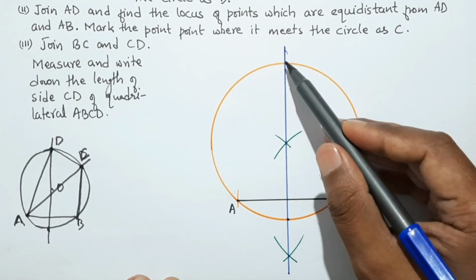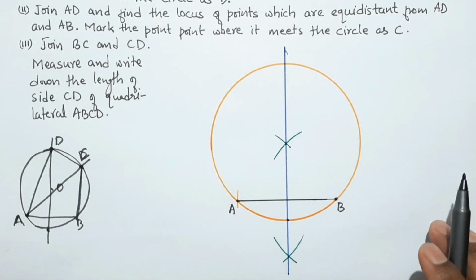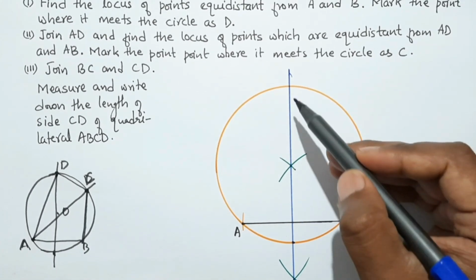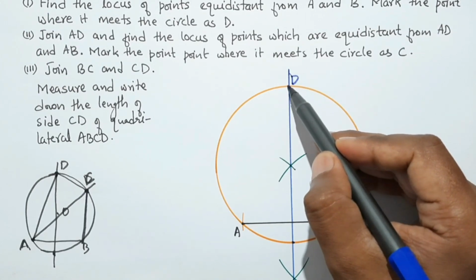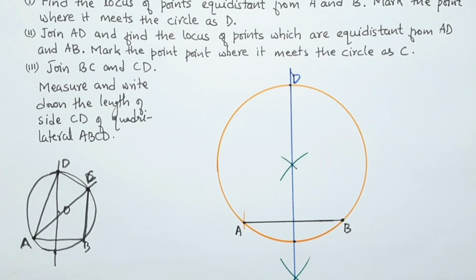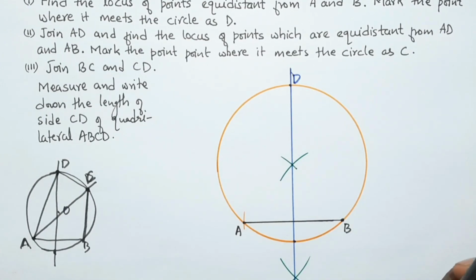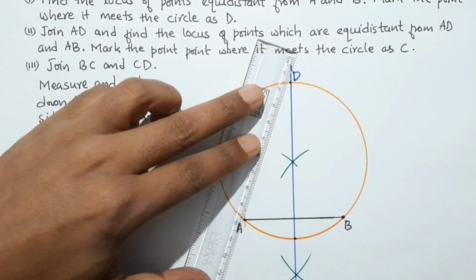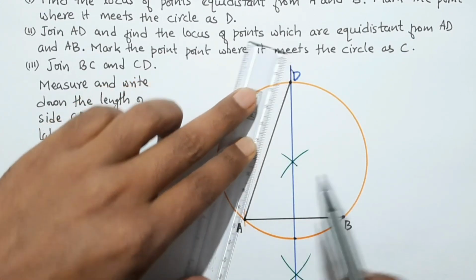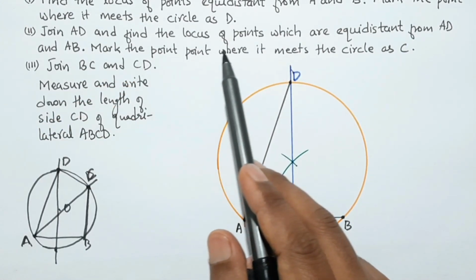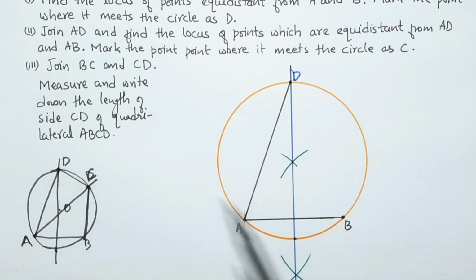This is our perpendicular bisector of chord AB, which meets the circle at a point here also, here also. I already told we are going to use point D on the major side. So this is our point D. Now next part, join AD. Let us join this AD. Join AD and find the locus of a point which is equidistant from AD and AB.